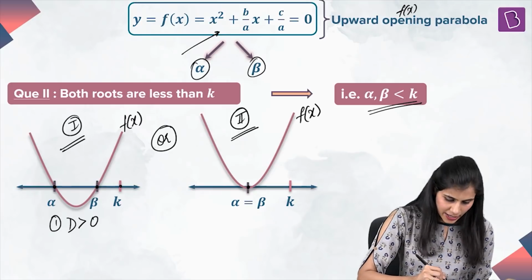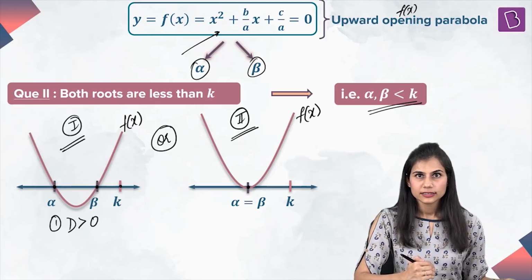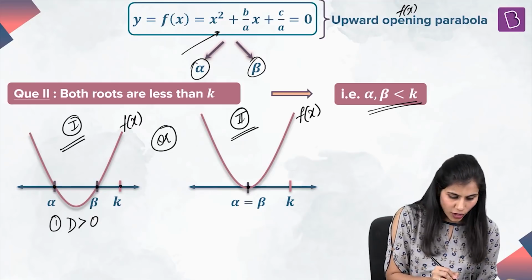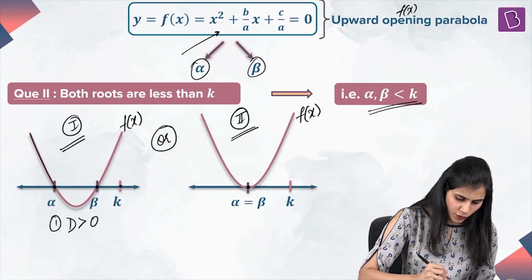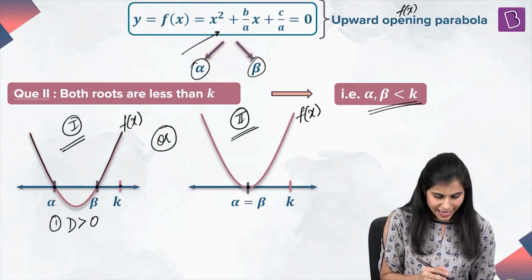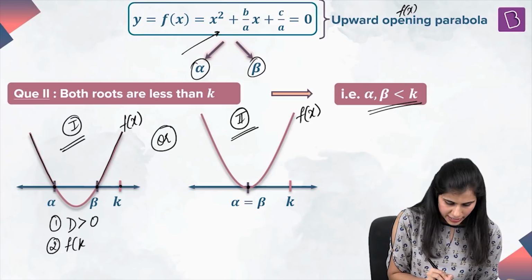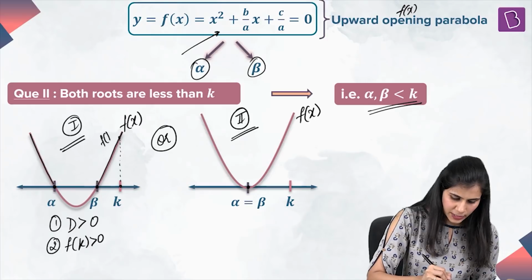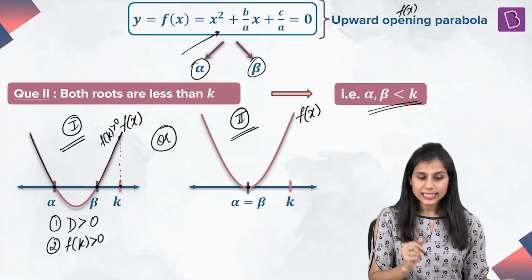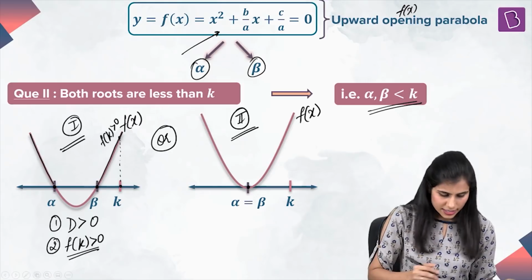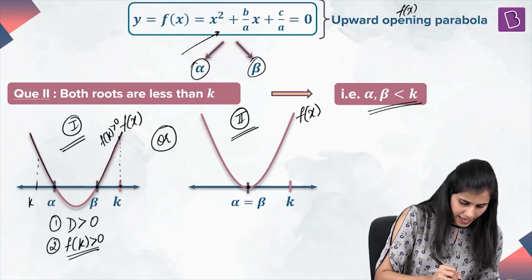Secondly, what can I see? That k is lying to the right of beta. In here, if you look at f of x in the first situation, for all x less than alpha, f of x is positive. For all x greater than beta, f of x is positive. Because k is lying to the right of beta, I can say f of k is positive. Do you agree? But understand, f of k positive doesn't mean that k is lying to the right of beta. If k would have lied here, even then f of k would have been positive.